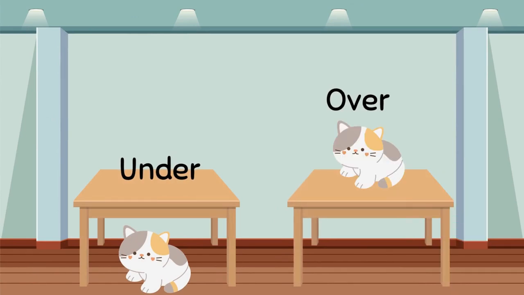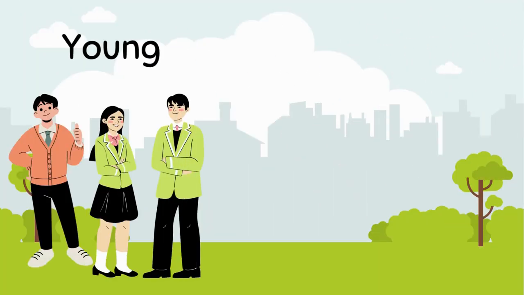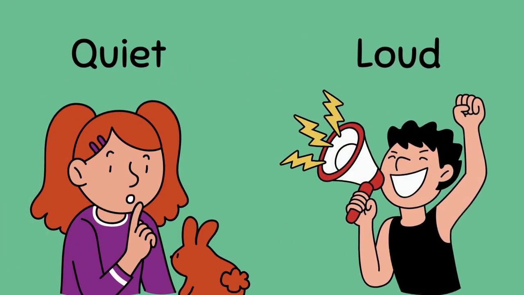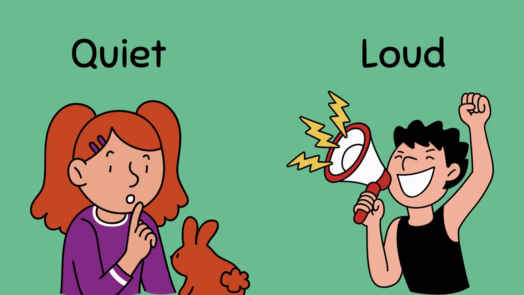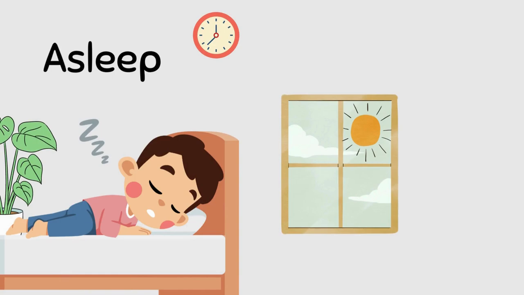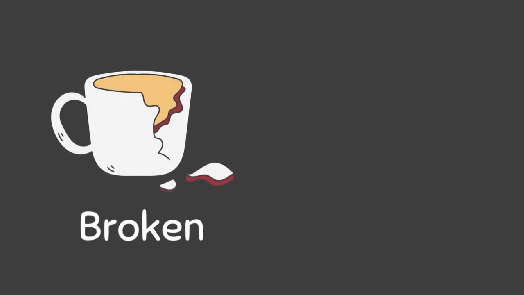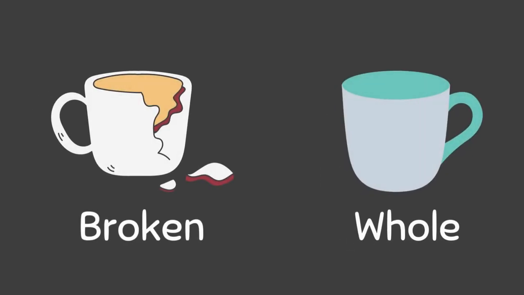Under. The under opposite is over. Young. The young opposite is old. Quiet. The quiet opposite is loud. Asleep. Asleep opposite is awake. Broken. The broken opposite is whole.